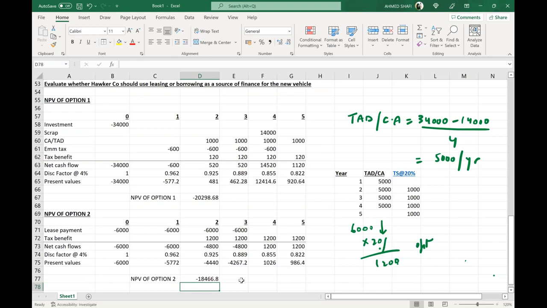One is giving you -20 and one is giving you -18,466. So which is better? The company should go for leasing. Okay, you can copy, and if there are any questions you can ask.